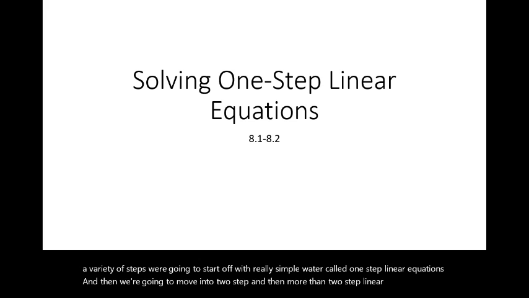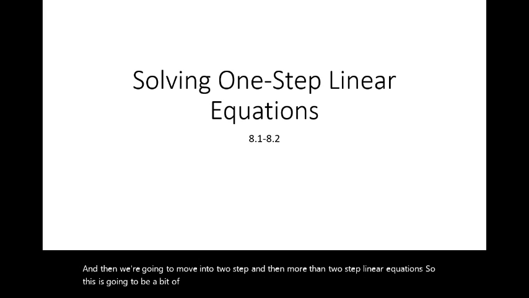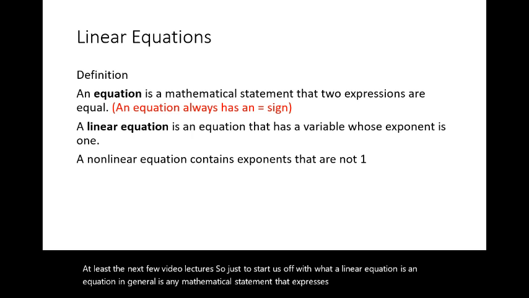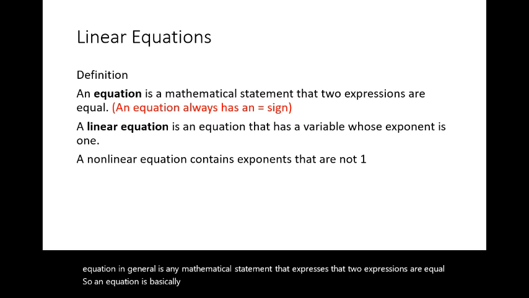So this is going to be a bit of a process that is going to take up at least the next few video lectures. Just to start us off with what a linear equation is: an equation in general is any mathematical statement that expresses that two expressions are equal. So an equation is basically a mathematical statement of equality. Therefore, an equation always has an equal sign.